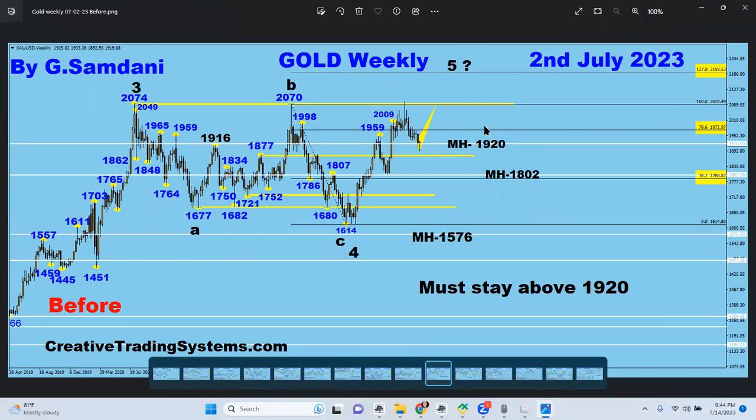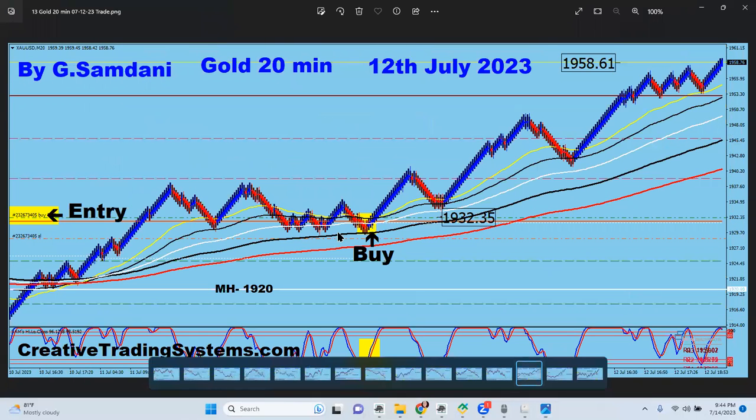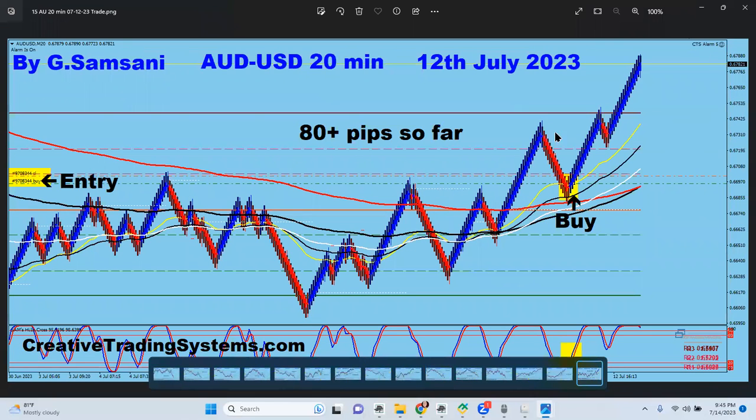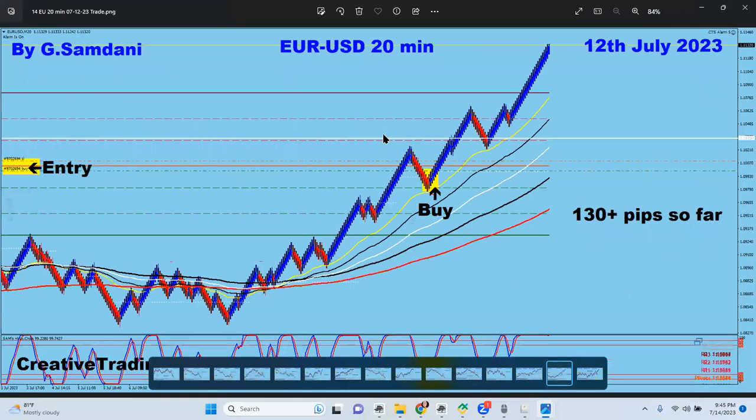On the 2nd of July, I said that as long as we are staying above 1920, we're going to go to the upside. So we started to go to the upside and I pulled the trigger when I saw the entry right there. This was the entry as well. These were very good entries. Euro USD, like I said, the USD was getting weaker, so Euro USD went up, and Aussie USD went up also. Euro USD is for 130 pip.